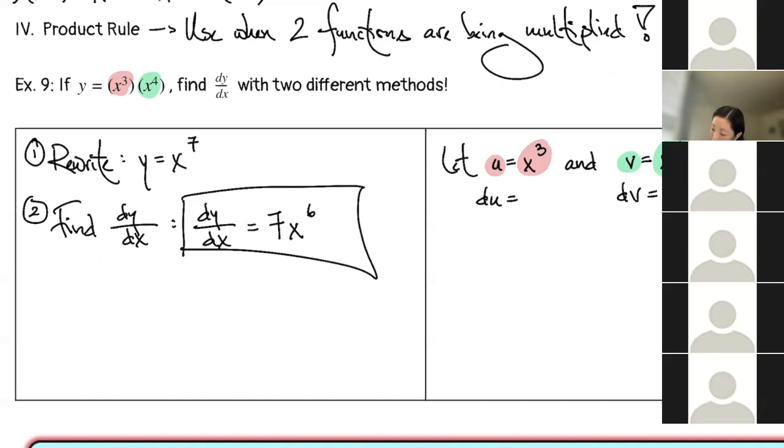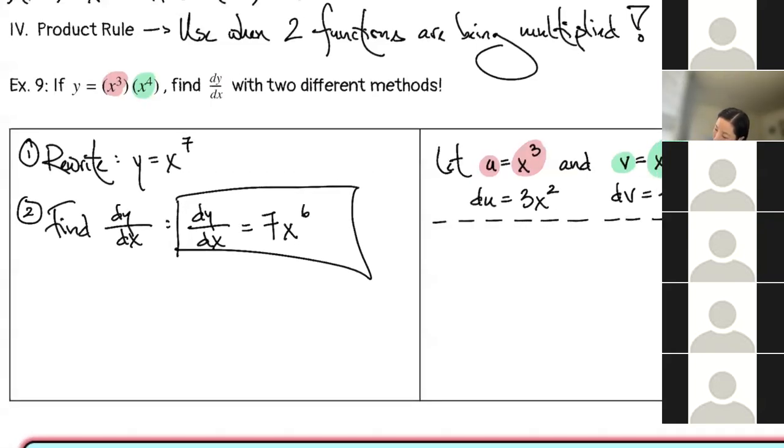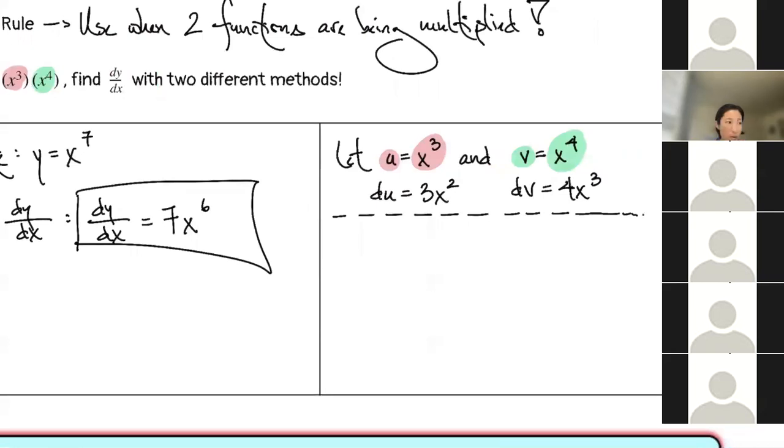All right, I see one answer there. 3x squared, good. And thank you, 4x cubed. All right. So I'm going to find those 4 things. And now I'm going to plug things into the product rule.